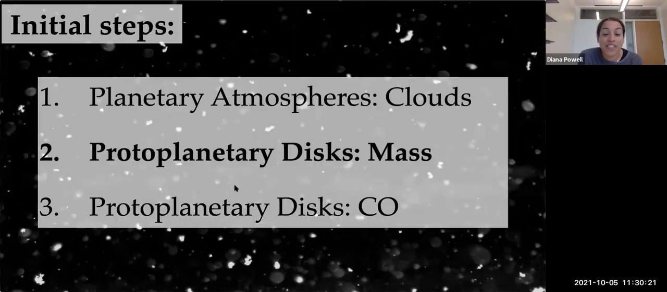So I've discussed the importance of understanding clouds in substellar atmospheres, which is important in constraining planetary properties. And now I'd like to switch gears a bit and turn our attention to protoplanetary disks, which are the locations of planet formation. And I'll start by talking about the interesting question of how much total mass is present in these systems.